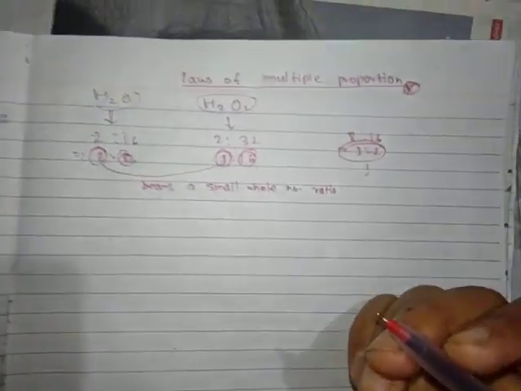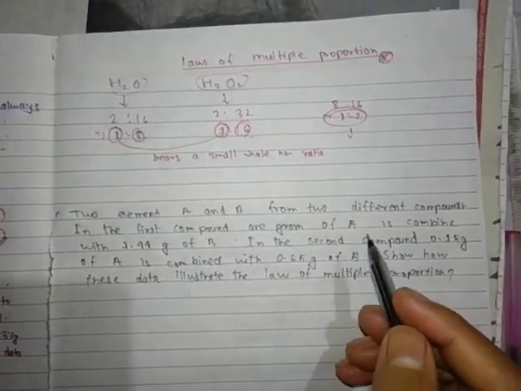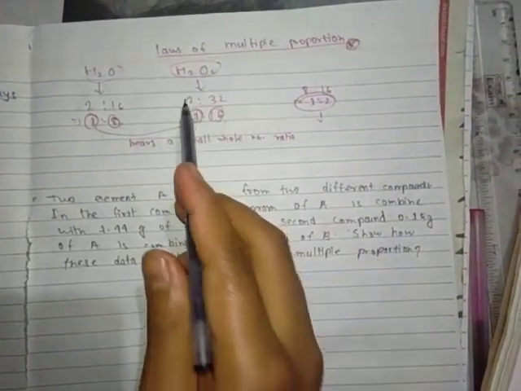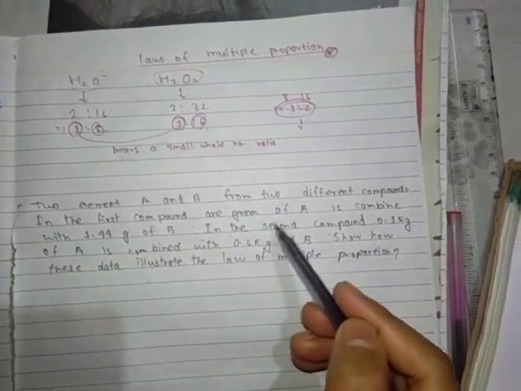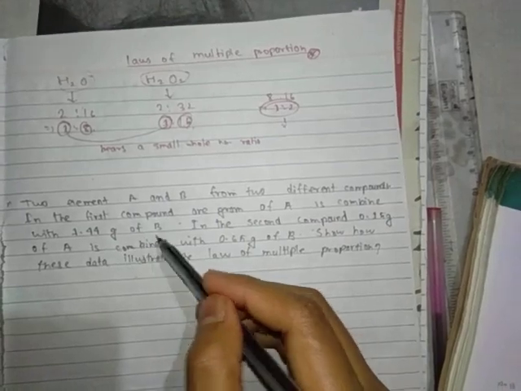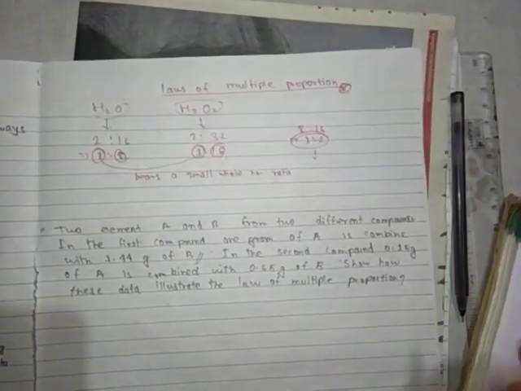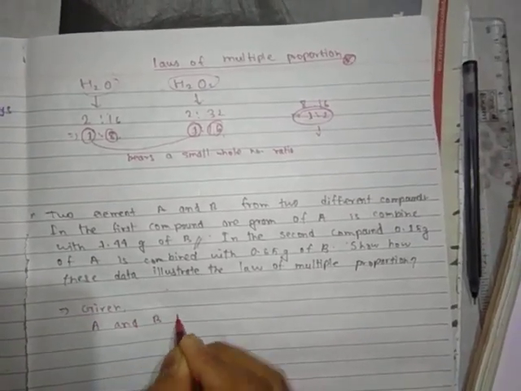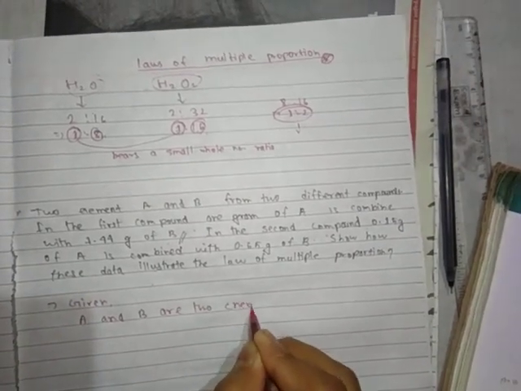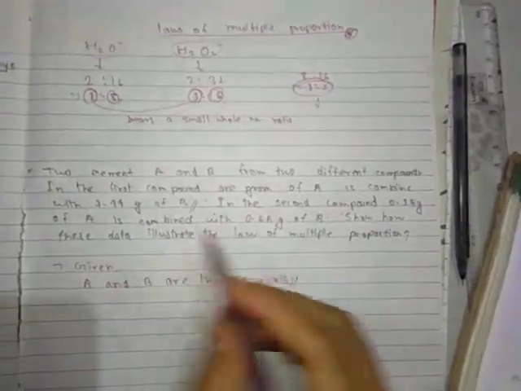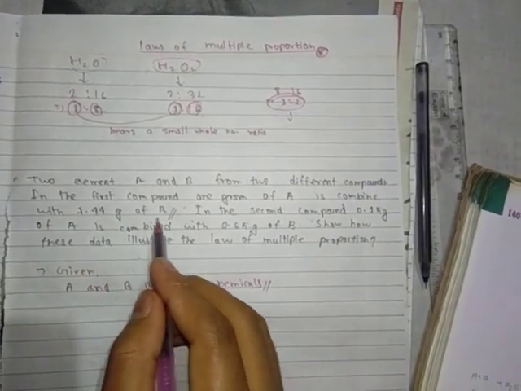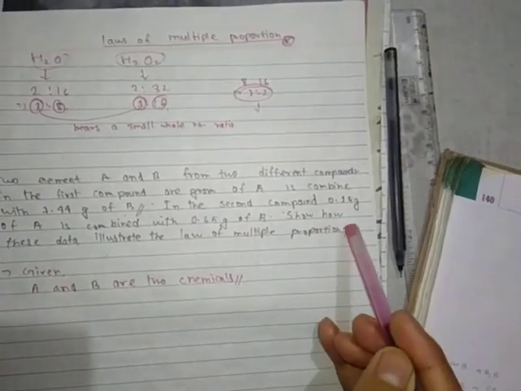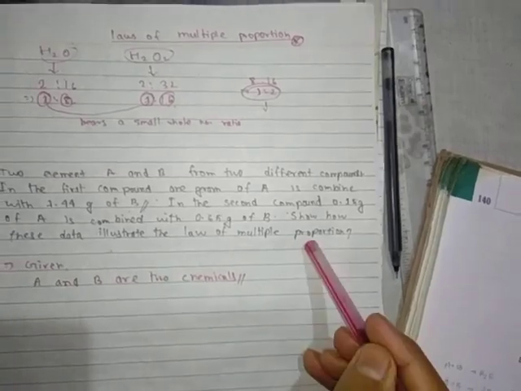Understood? So now we have a math problem. Okay, let's see a math problem. Here we have two elements A and B that form two different compounds. In the first compound, 1 gram of A is combined with 1.44 gram of B. In the second compound, 0.15 gram of A is combined with 0.65 gram of B. Show how this data illustrates the law of chemical proportion.